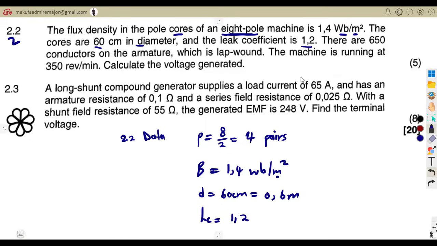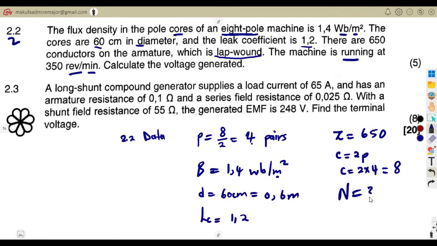There are 650 conductors, Z, the number of armature conductors that you are given, which is lap wound. Lap wound. C is equal to what? 2P. So meaning to say our C was going to be 2 times P, the number of pair poles. So C was going to be 8. Remember, it can be wave, where C is just equivalent to 2. In lap wound, C is equivalent to 2P. The machine is running at 350 revs per minute.